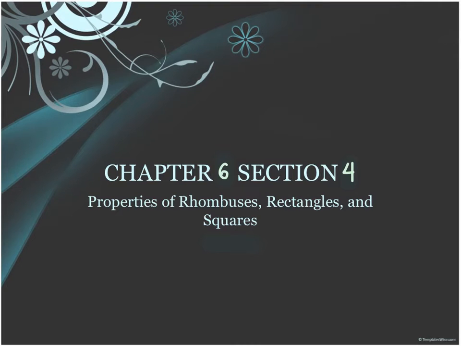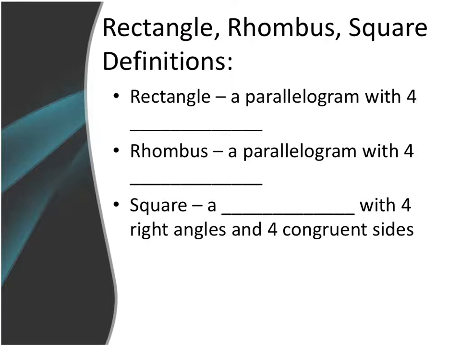So Chapter 6, Section 4 deals with properties of rhombuses, rectangles, and squares. First we have a rectangle, which is a parallelogram with 4 right angles. A rhombus is a parallelogram with 4 congruent sides. And a square is a parallelogram with 4 right angles and 4 congruent sides.